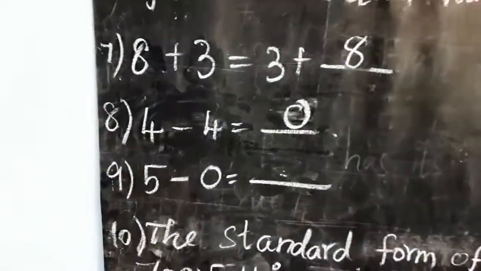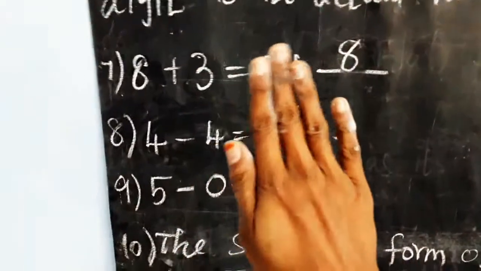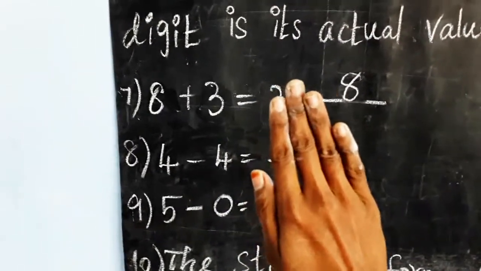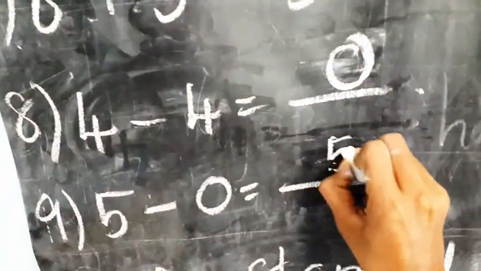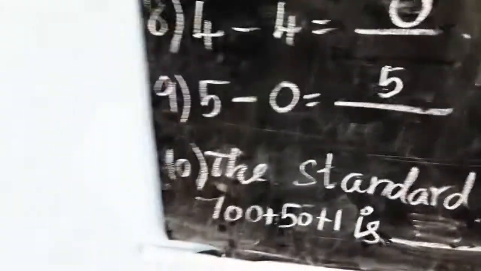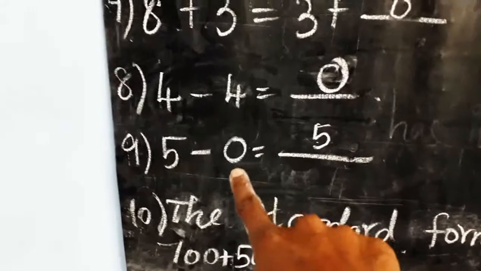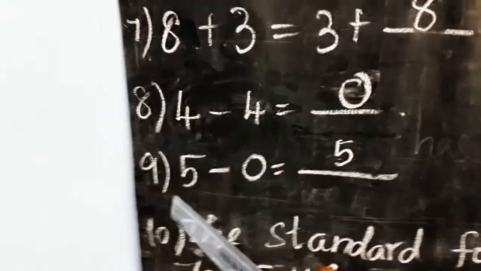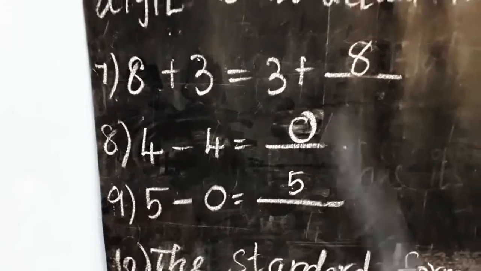Then we can take the ninth one. 5 minus 0. We can take 5 fingers and subtract 0. So 5 minus 0, the answer is 5. Here it is called the zero property of subtraction. When 0 is subtracted from any number, the answer is the number itself.